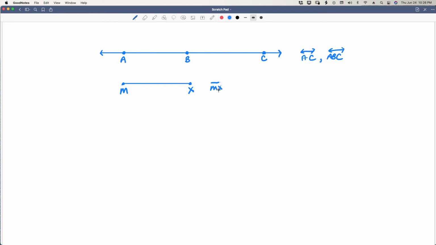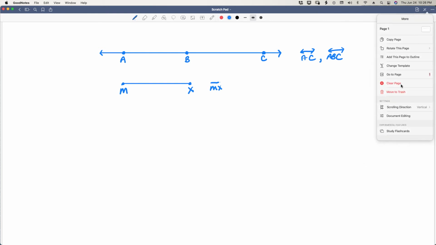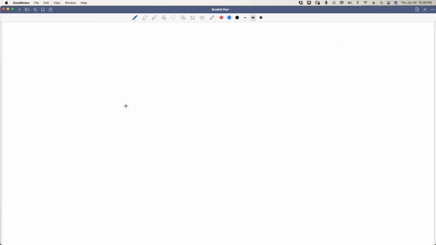So let's do some example problems now that we have taken the time to understand the difference between a line and a segment. I'm going to give you the opportunity to write that down. If you need a minute longer, you can go ahead and pause me. I'm going to clear the page. All right, example problem 1.1.